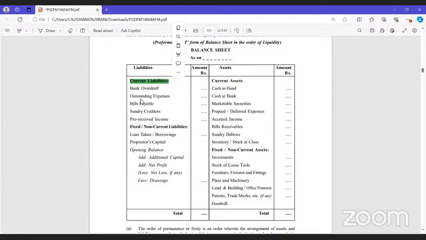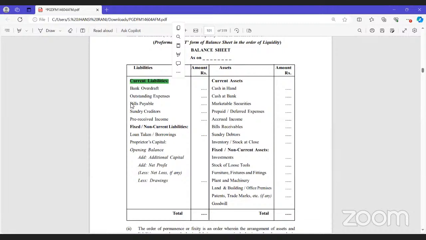Next we have outstanding expenses. Expenses are normally an expenditure, which we write either in the trading account or profit and loss account depending on the expenditure. But here, outstanding expenses means expenses which are not yet paid. We have not paid, so we have to pay. It's a due, so we are writing it as a liability.